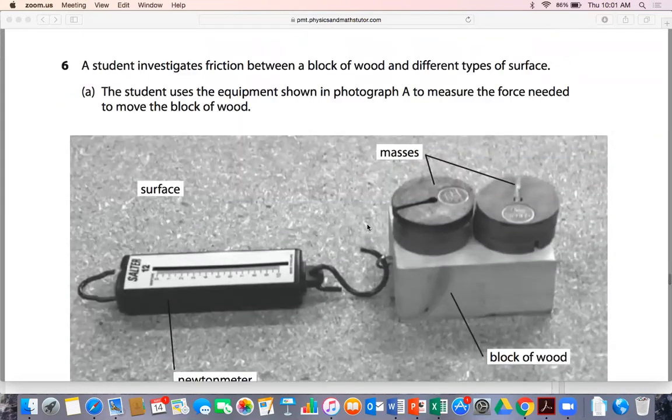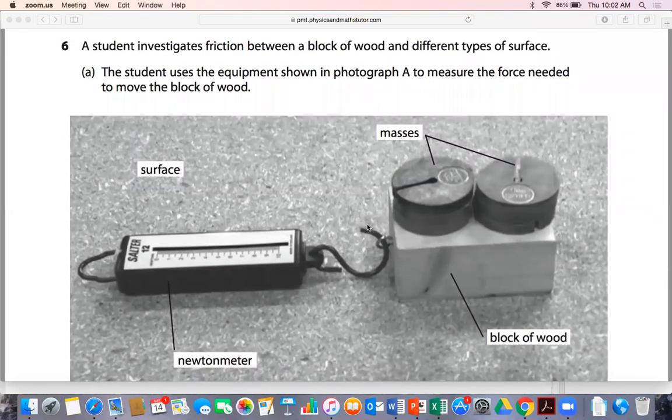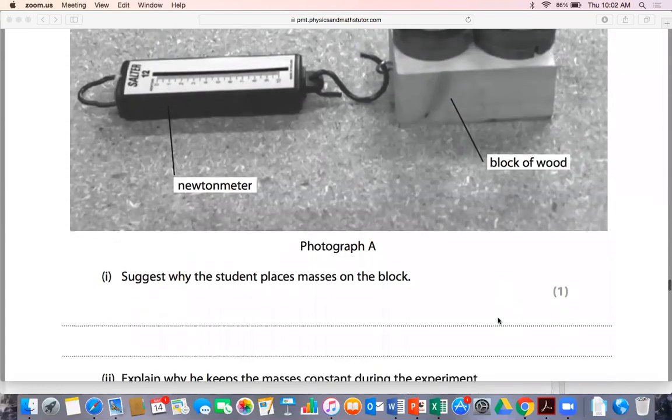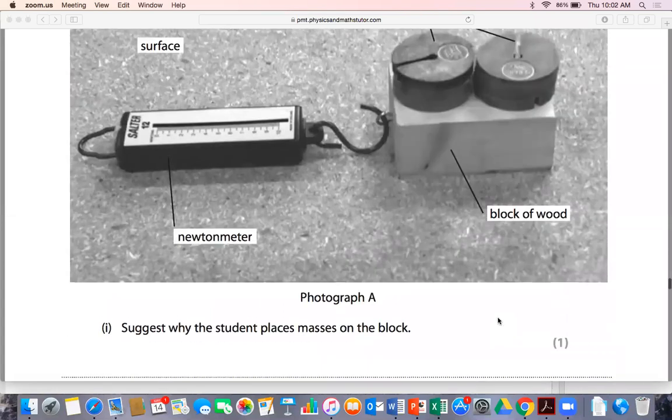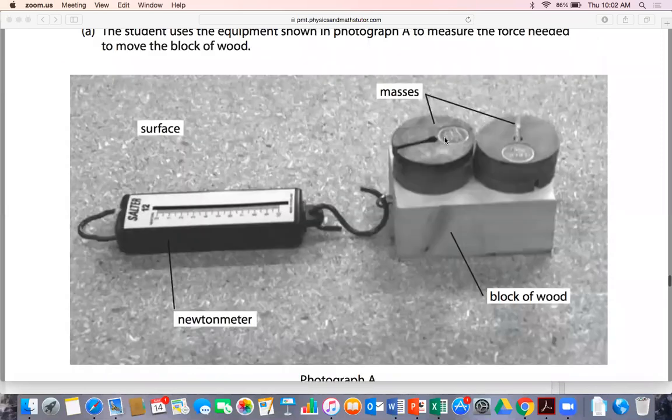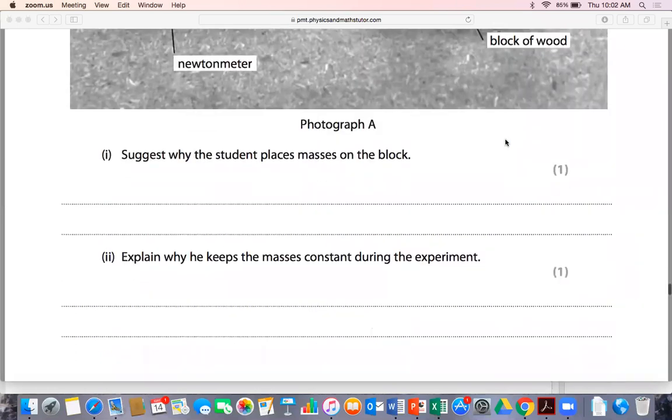So the student uses the equipment shown in photograph A to measure the force needed to move the block of wood on a specific surface. Suggest why the student places masses on the block. Why do you think the student places this mass, this load, on the block?